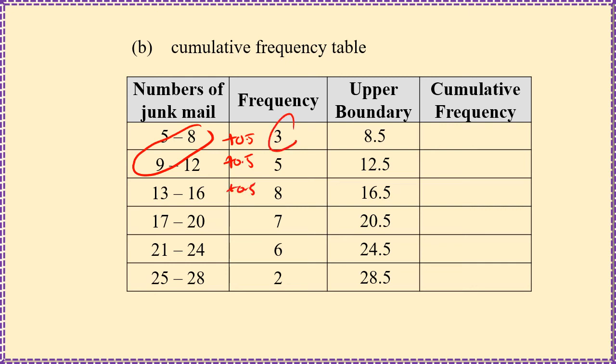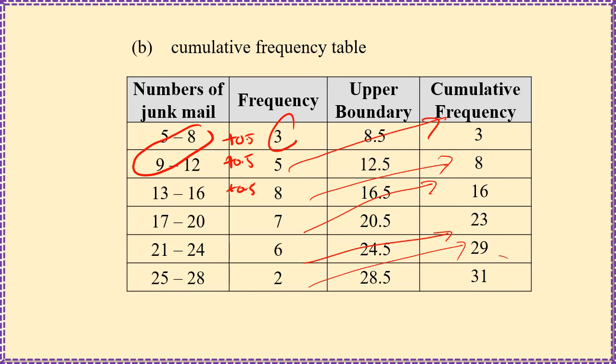So the first one should be the same, 3. But for the second one, we just add up with the previous cumulative frequency, which is 3, so 8. And then 8 add up with 8 will be 16. And then 7 add up with 16 will be 23. 6 add up by 23 is 29. And 2 add up by 29 is 31. So these are the results for the cumulative frequency table.